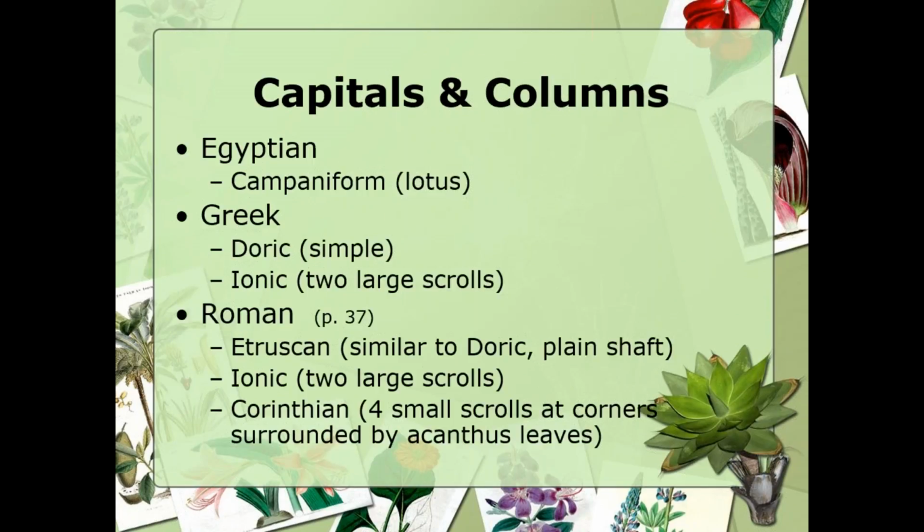Egyptian campaniform, and Greek Doric, Ionic, and Roman capitals. Oh, sorry, I didn't read the header text for you, which didn't give you enough context. So I'm talking about the capitals of the columns, which I gave you last week when I went through that tour very briefly. So there's Egyptian, which is the campaniform, the Greek Doric and the Ionic, and then the Roman, which is Etruscan, Ionic, Corinthian.